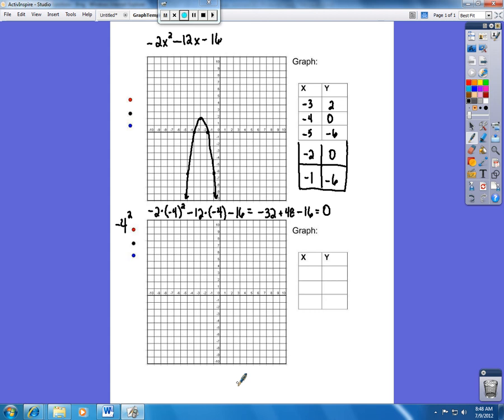So the domain, let's see if I can, I'm not sure if I can write on the blue, let's find out.